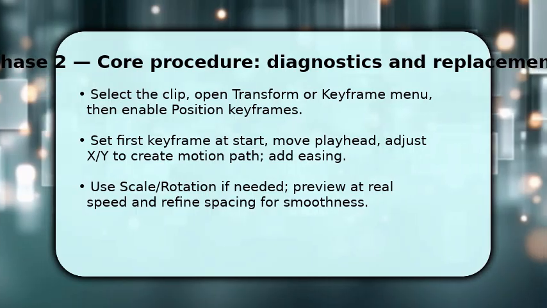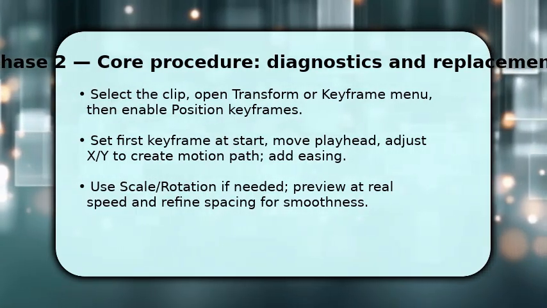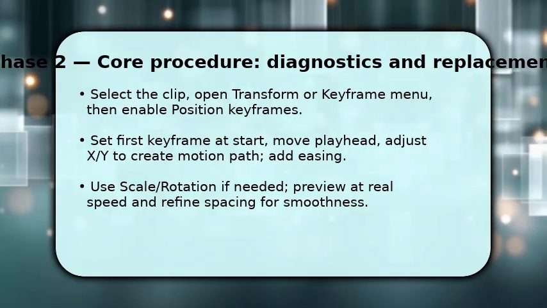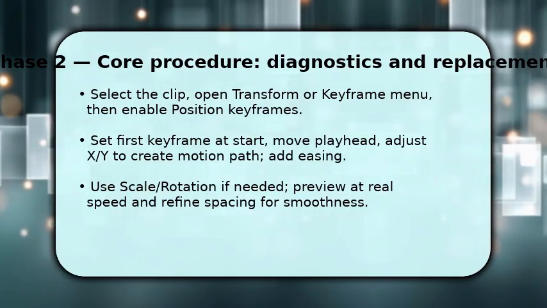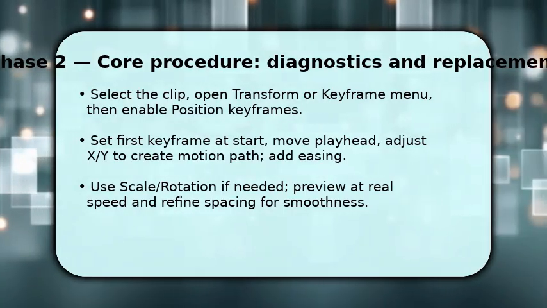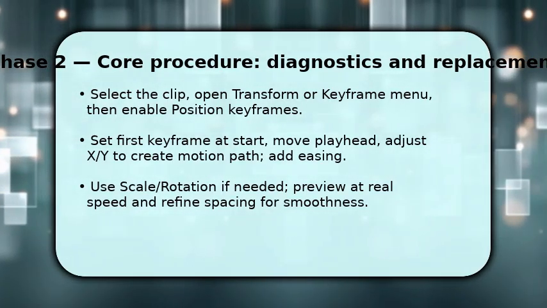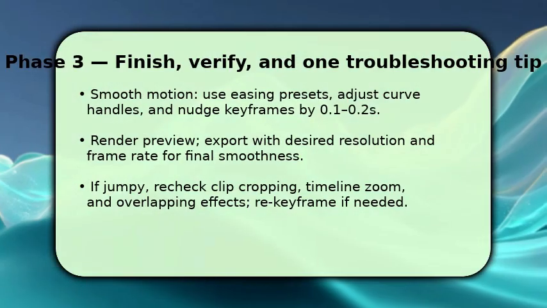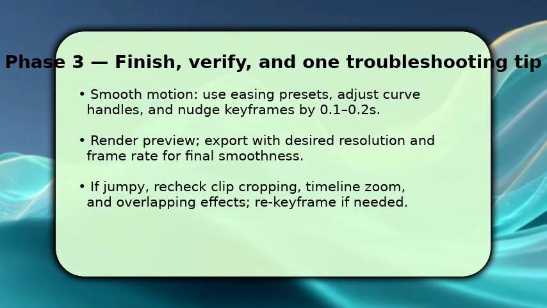Once you have 2 points, adjust easing to make movement feel natural, and if desired, tweak scale or rotation to sell the effect. Make sure to finish by refining. Use easing presets and curve handles to avoid robotic movement. Nudge keyframes by 1/10 to 2/10 of a second for timing tweaks.